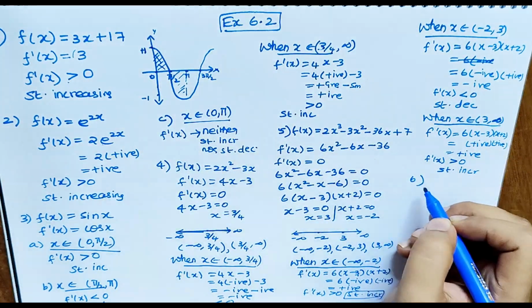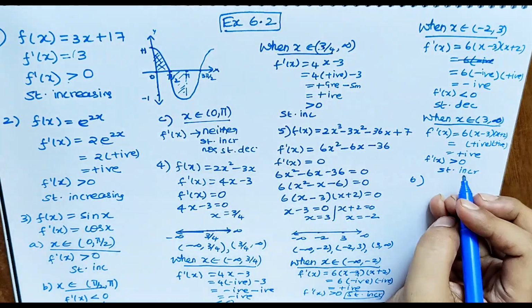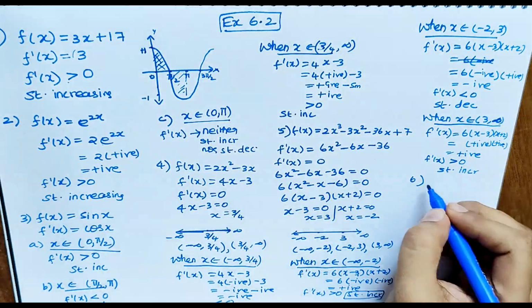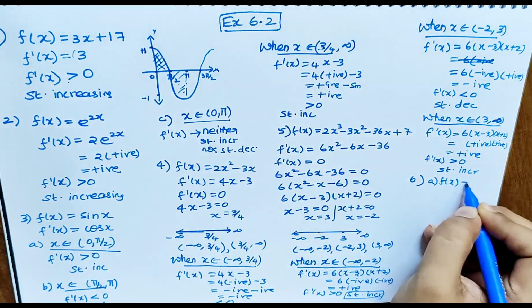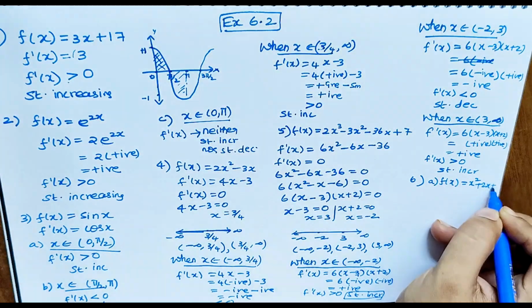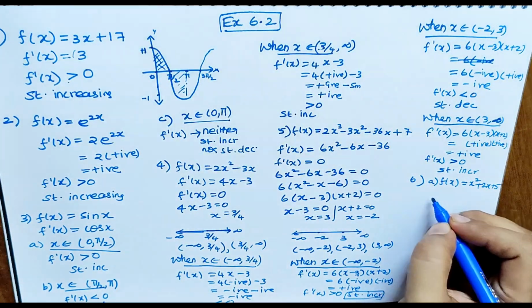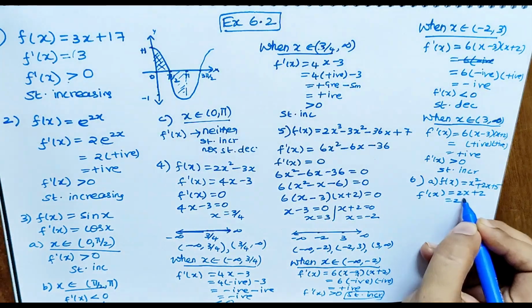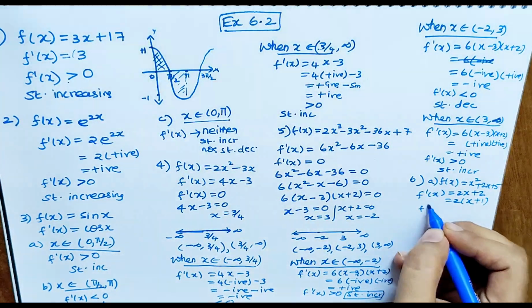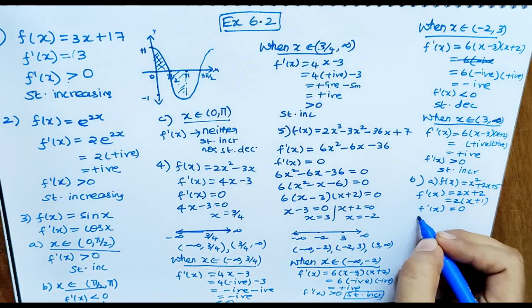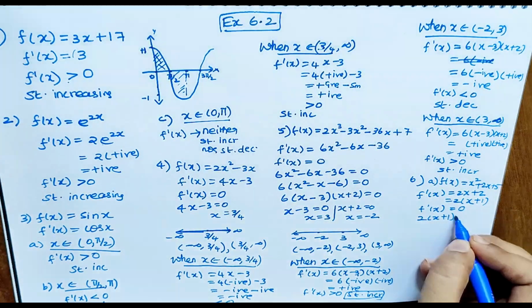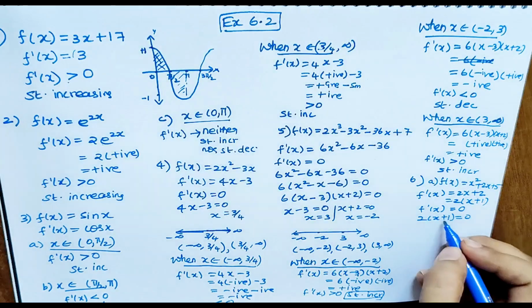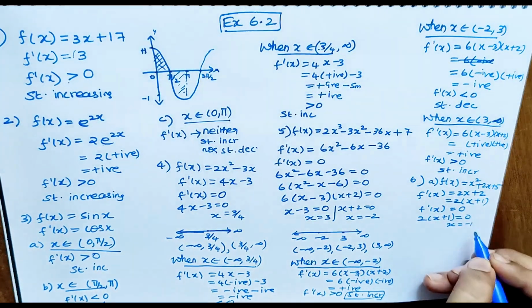Question number 6. Find the intervals in which the following functions are increasing or decreasing. First subdivision, f of x is equal to x square plus 2x plus 5. Find the derivative. f dash of x will be 2x plus 2. We can take 2 as common, that is 2 into x plus 1. Equating f dash of x is equal to 0, we get 2 into x plus 1 equal to 0. Taking 2 to the right side it will be 0. x plus 1 equal to 0, x is equal to minus 1.